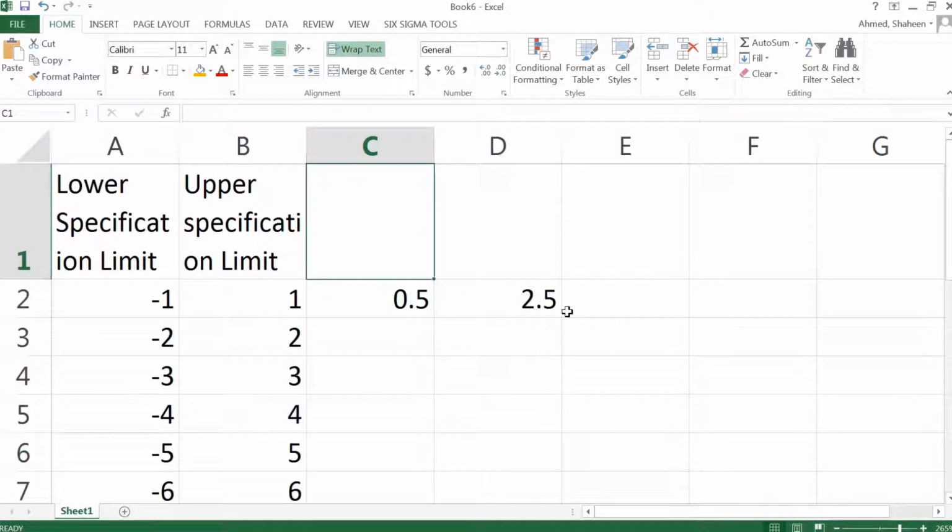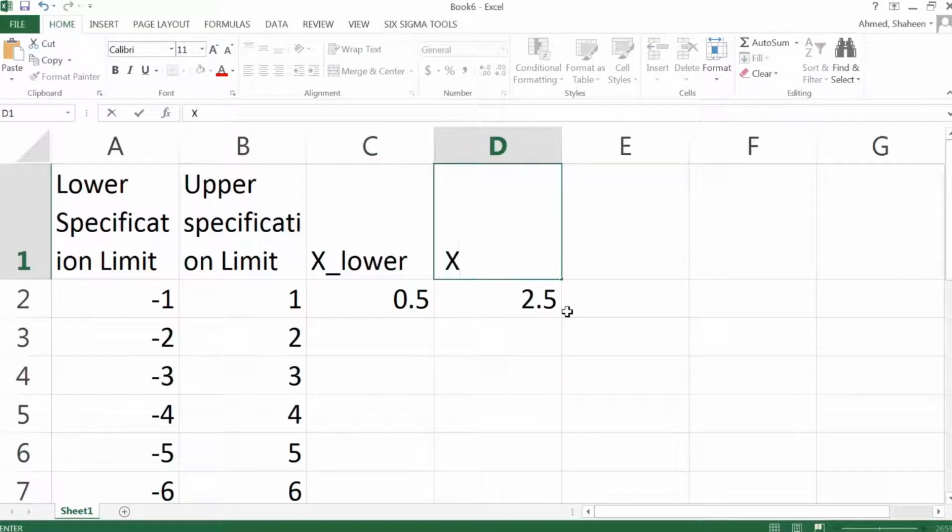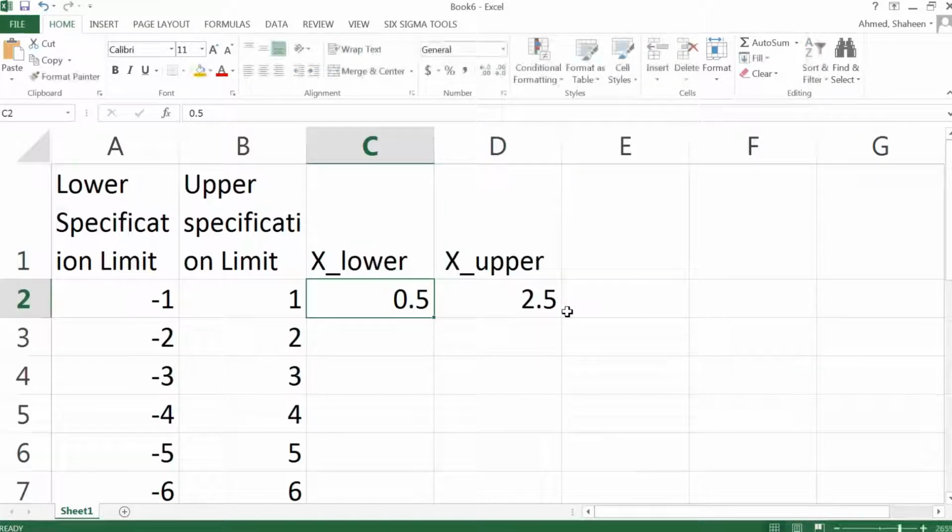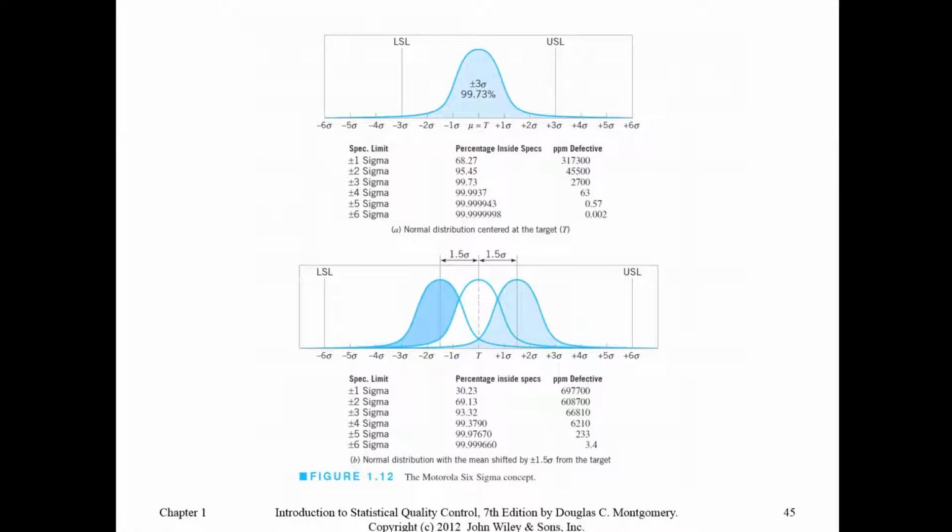Now I would like to name this X lower and then X upper. If you go back to that curve, the picture, this x-axis is typically called the x values, and the y-axis is the frequency of any probability distribution, or probability values, probability frequency.